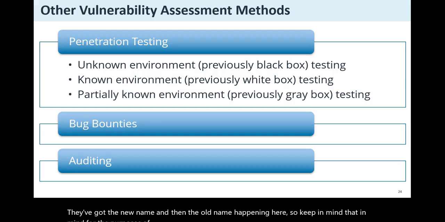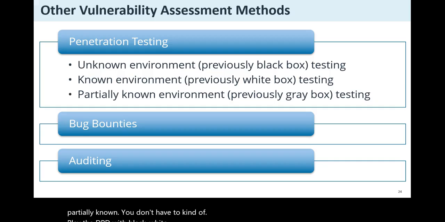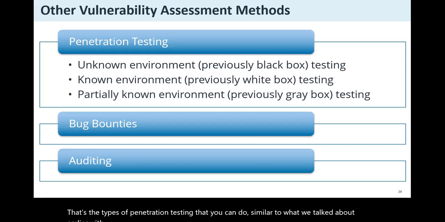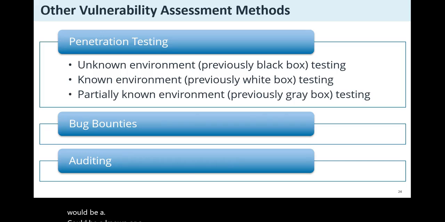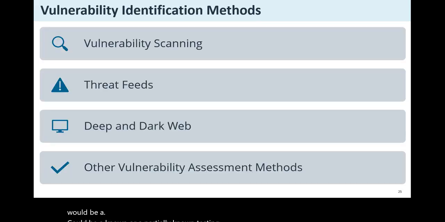But your partially known environment, we previously called that gray box. The names are pretty clear now: unknown, known, and partially known. You don't have to play 50-50 with black, white, gray, but that's the types of penetration testing that you can do. Similar to what we talked about earlier with credentialed and non-credentialed scans, those can be done as part of a penetration test. If it's a credentialed scan, you could probably pick that would be a known or a partially known testing. Different methods here. We just went over these.